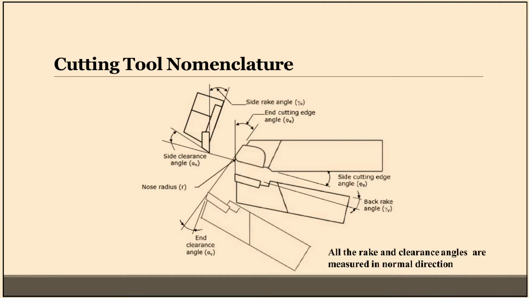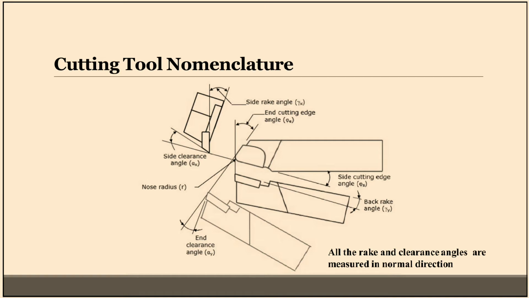Cutting tool nomenclature. There is a picture. From this picture, we can learn different types of angle. And note that all the rake and clearance angles are measured in normal direction.